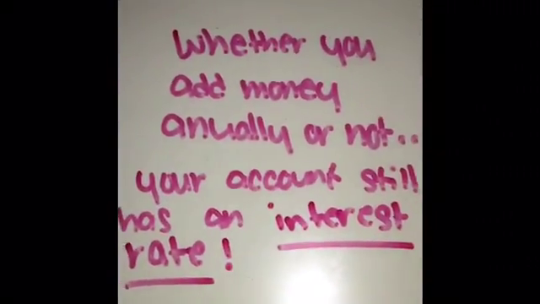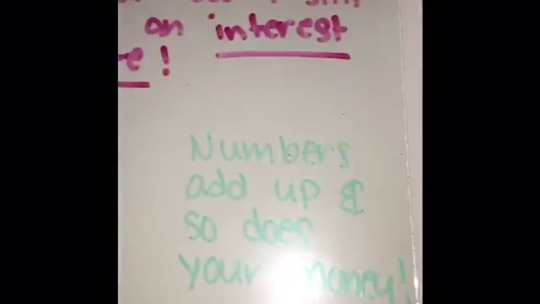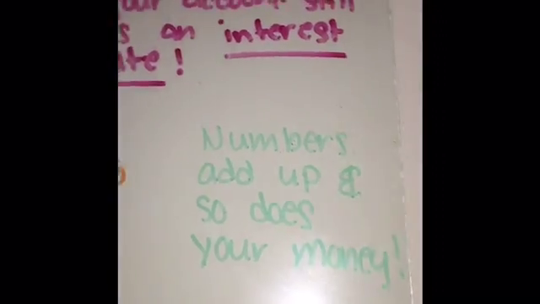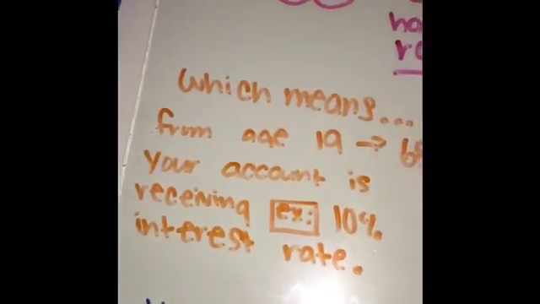Compound interest and time. Why are these good things for you? Whether you add money annually or not, your account still has an interest rate, which means if you start investing at age 19 until you're 65, your account is receiving, for example, a 10% interest rate every year. And eventually, numbers add up, and so does your money. So eventually, you could potentially become a millionaire because from age 19 to 65, you're still receiving 10% interest rate, whether you add money or not.